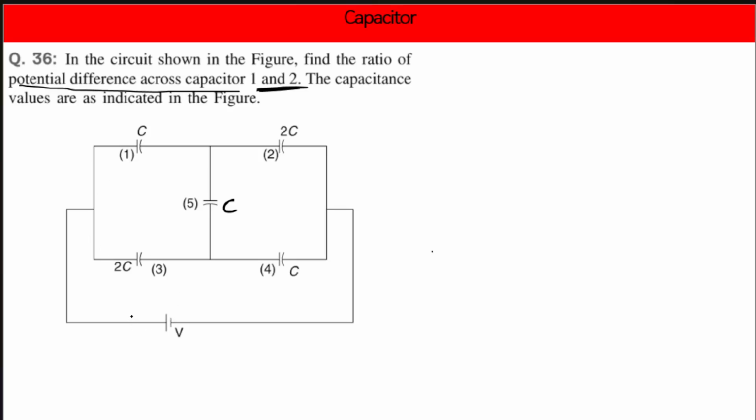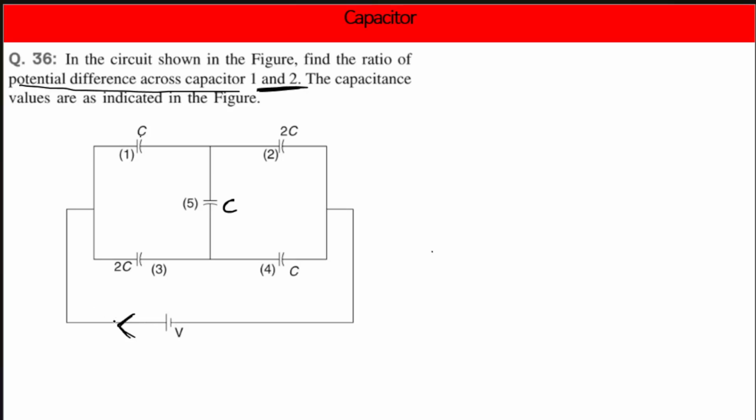Suppose we take it from here. This is not a case of a balanced Wheatstone bridge structure, right? Because this is C by 2C, this is 2C by C. So this is an unbalanced case. And in that case, what will happen? Charge will be on this fifth capacitor also. So we cannot simply simplify the circuit, calculate charge, calculate potential difference and take their ratios. We cannot do that. So we need to go with basic knowledge of the circuit.